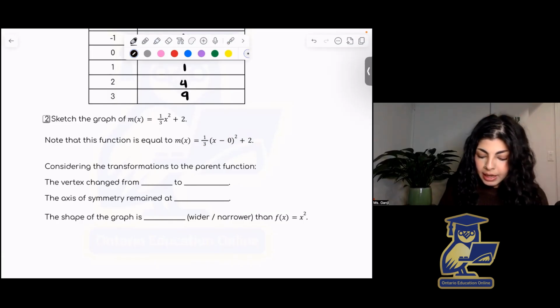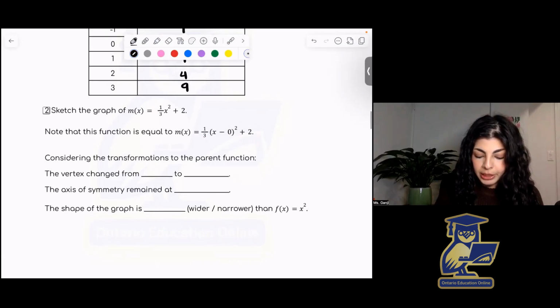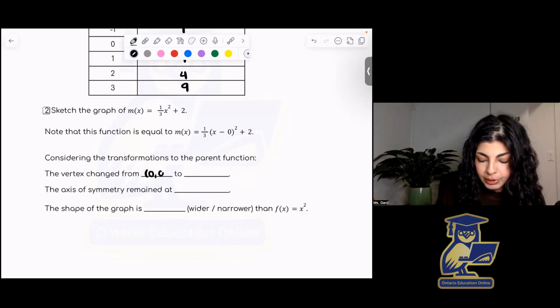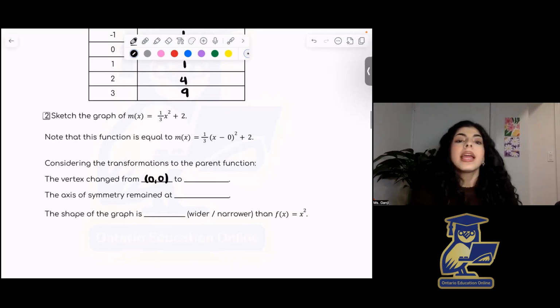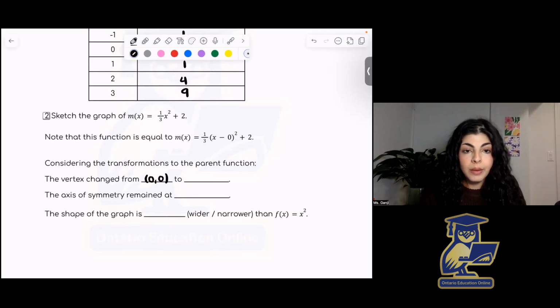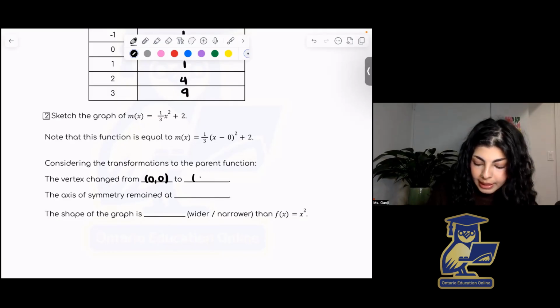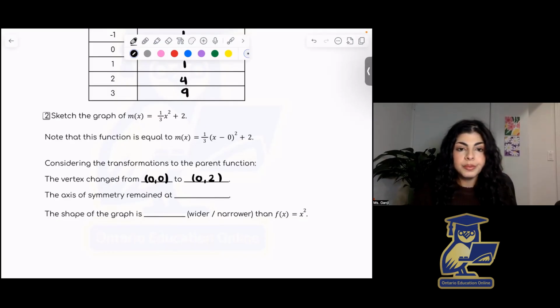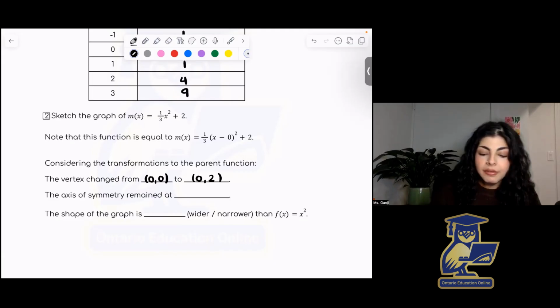So in applying these transformations, our vertex changes from 0, 0. And if you remember from just working with vertex form, you should know that this is equal to 0, 2. And I want you to think why the scale factor here does not really apply.